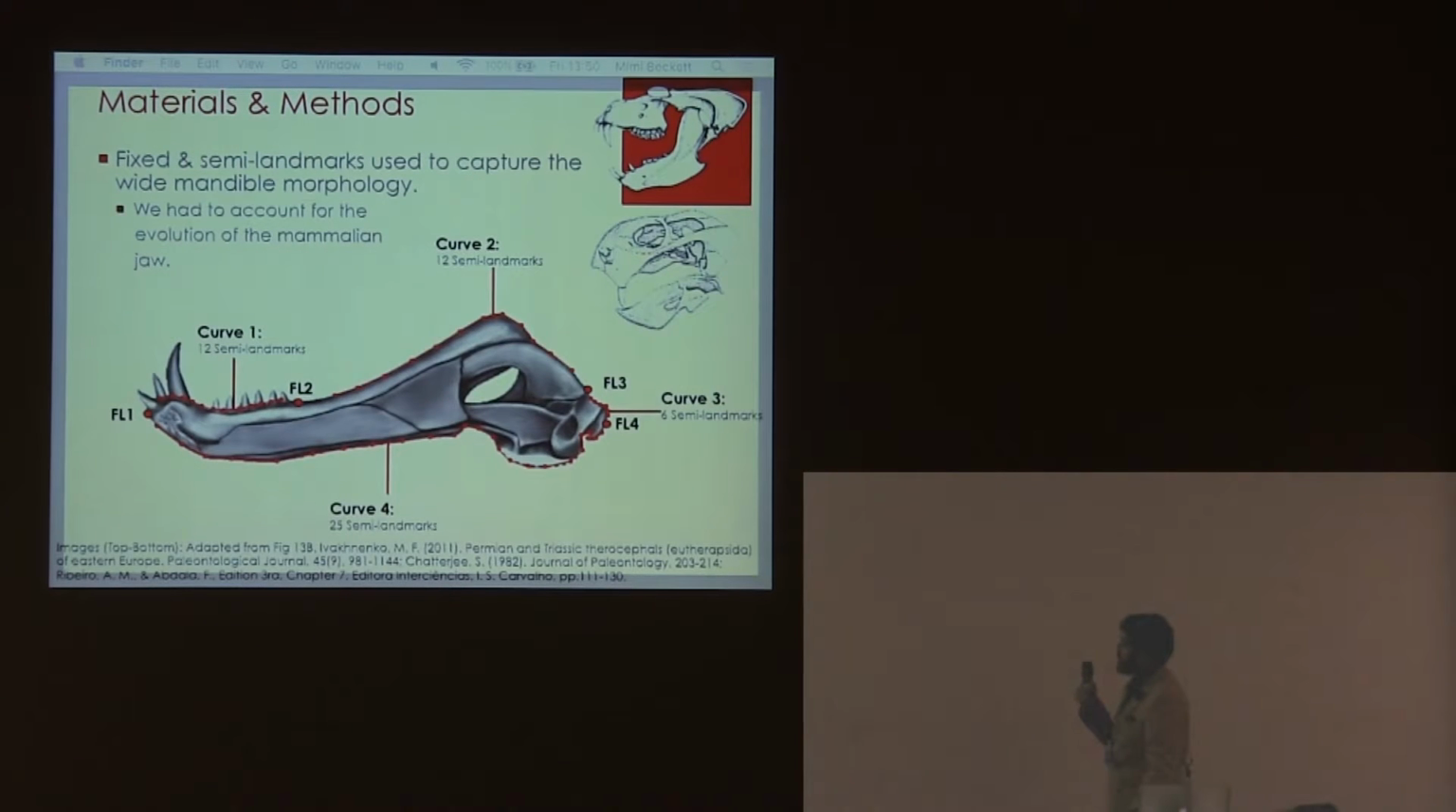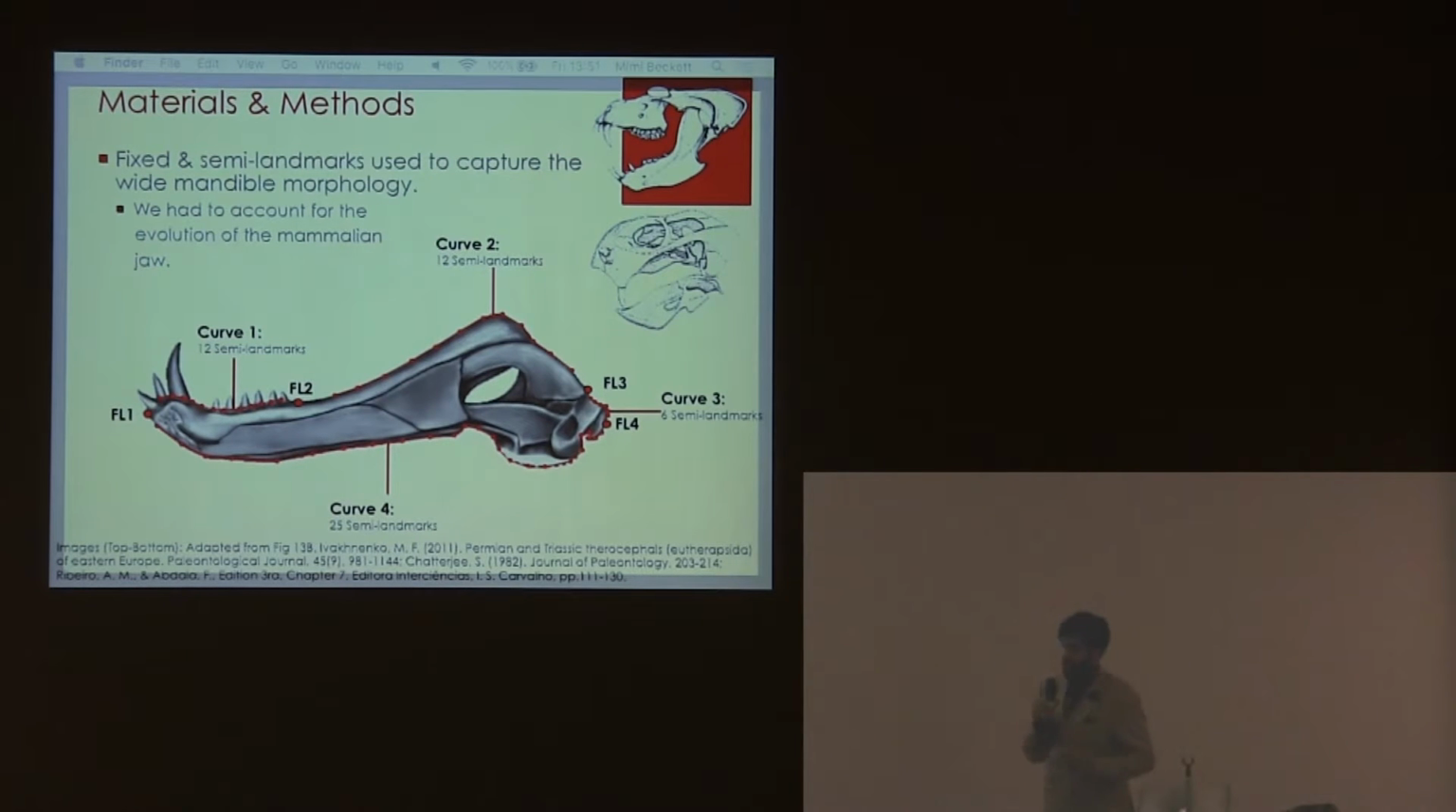So, here is a few of our mandibles with the landmarking regime imposed over it. As you can see here, we have 4 fixed landmarks, and then we have 4 curves of semi-landmarks. This was a conscious choice to use semi-landmarks as well, because we felt that fixed landmarks alone were unable to fully capture the variety of different forms here.